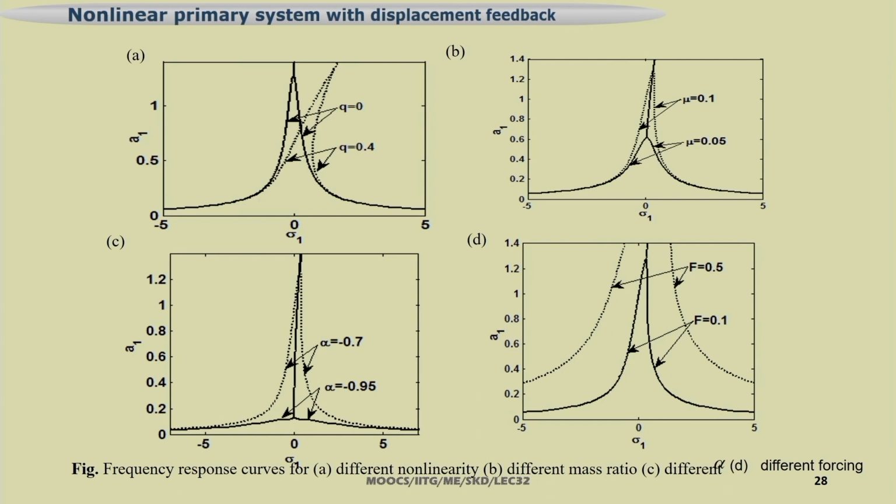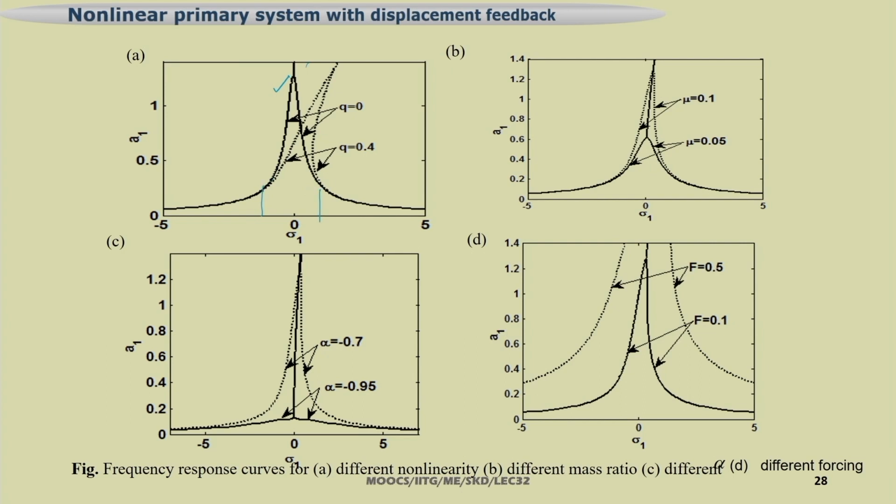Now, if we have the nonlinear primary system with a displacement feedback, you can see the bending of the response curve. Initially q equal to 0, this is the response plot similar to that of a linear system, and in the case of the nonlinear system it is tilting towards the right. So, in this case we can have a broad band of frequency for which the response amplitude is very high.